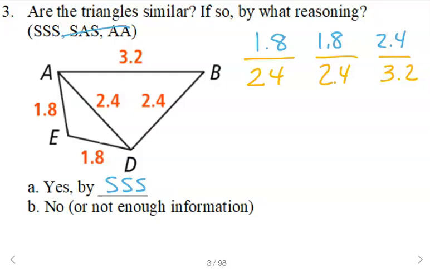Now the question is, are these equal? Well, obviously the first two are equal because they're the exact same numbers. So come over here and decide if these are equal. Lots of different ways you can do it. One way is to cross multiply. 3.2 times 1.8 gives us 5.76. And then we could do 2.4 times 2.4. We also get 5.76. So these are in fact equal. So the triangles are similar by side, side, side.